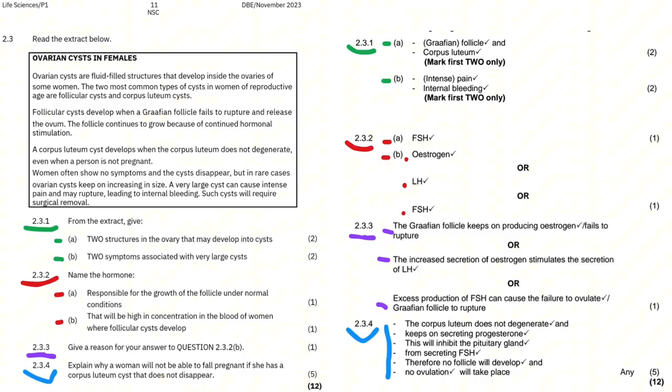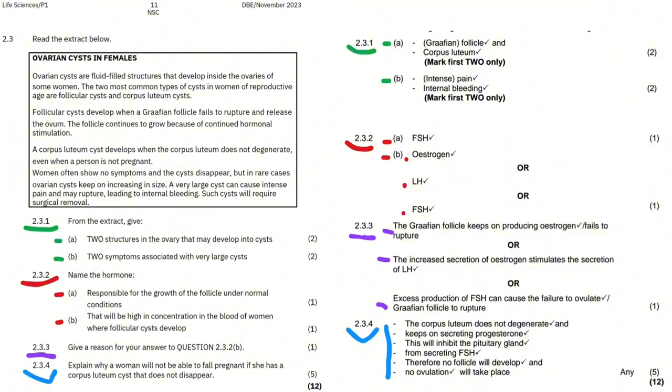Women often show no symptoms and the cysts disappear. But in rare cases, ovarian cysts keep on increasing in size. A very large cyst can cause intense pain and may rupture, leading to internal bleeding. Such cysts will require surgical removal. 2.3.1. From the extract, give, part A, 2 structures in the ovary that may develop into cysts. The answer is Graafian follicle and corpus luteum. Part B, 2 symptoms associated with very large cysts. The answer is intense pain, internal bleeding.